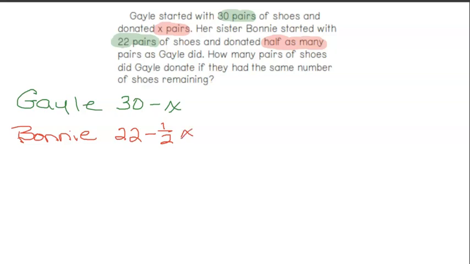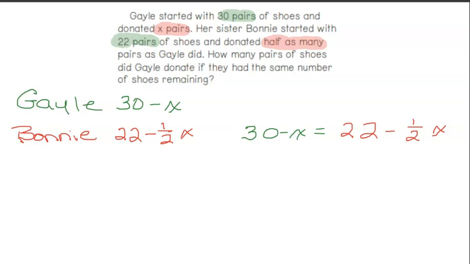So now we can set these up equal to each other and we'll find out how many pairs of shoes Gail donated, because the x is what she donated, if they have the same number of shoes remaining. So we're going to set up the 30 minus x equal to the 22 minus 1/2 x. And the first thing I'm going to do is get this negative 1/2 x away from the right side of the equation and over to the left side of the equation.